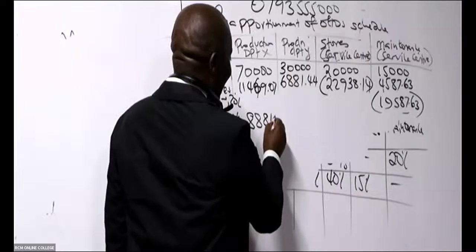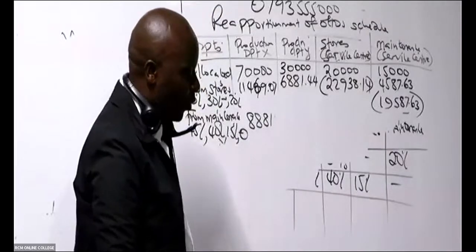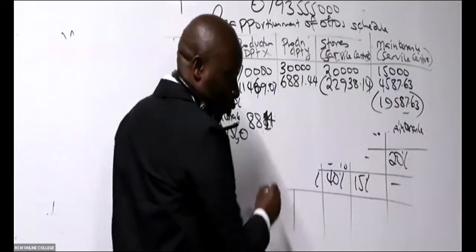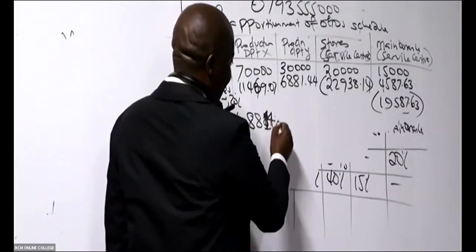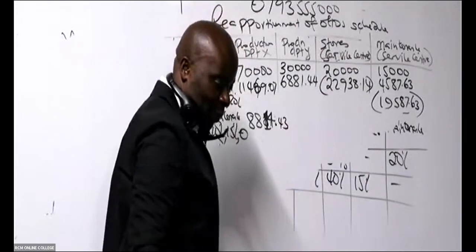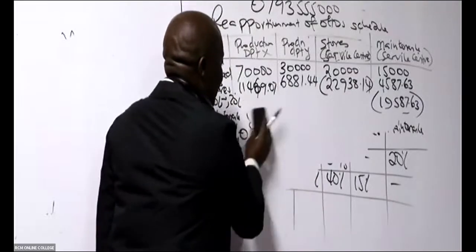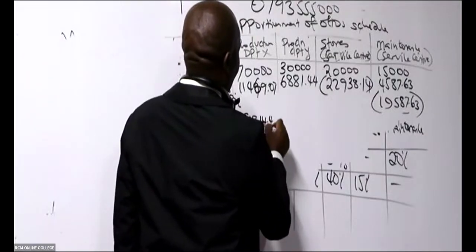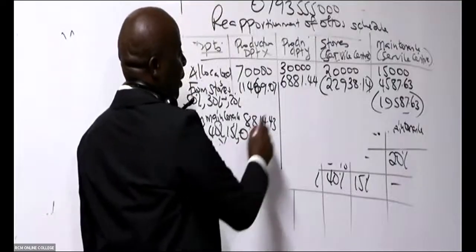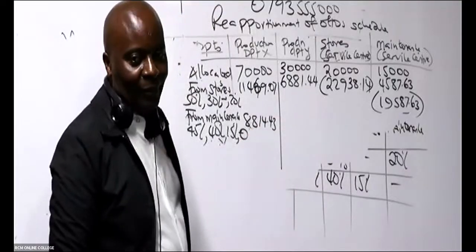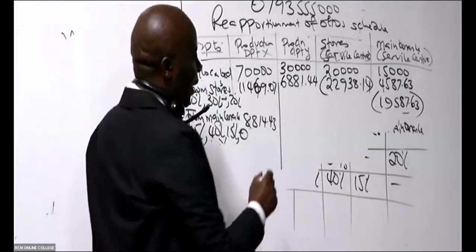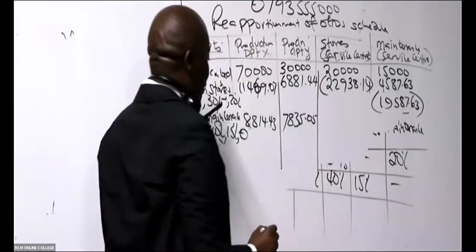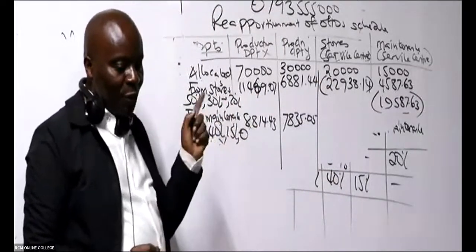88,14.43. Great. And then what about 40% of that 19? 7835.05. Then we got the last one, which is 15% of that 19,587.63.